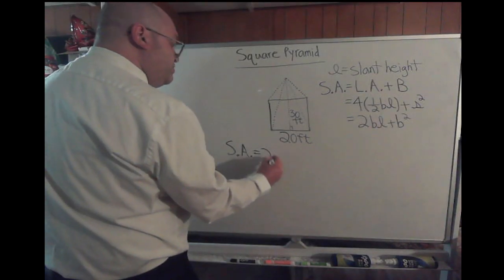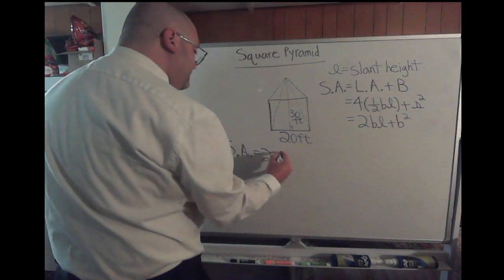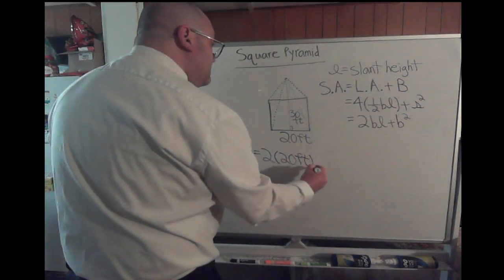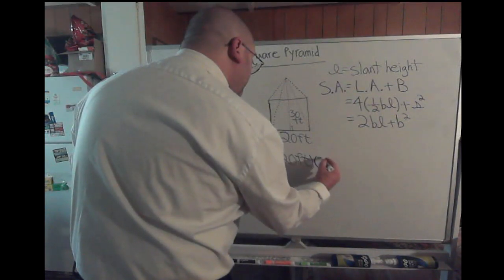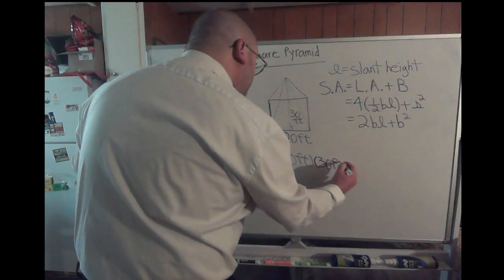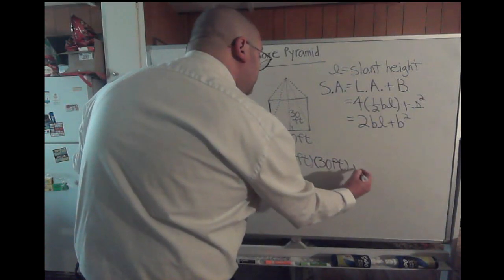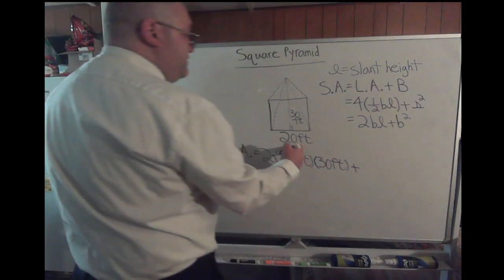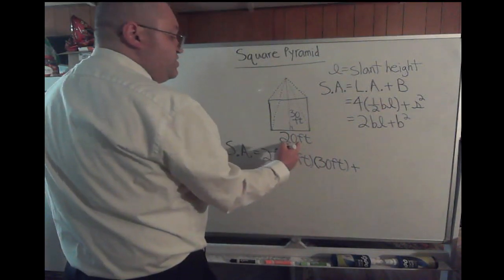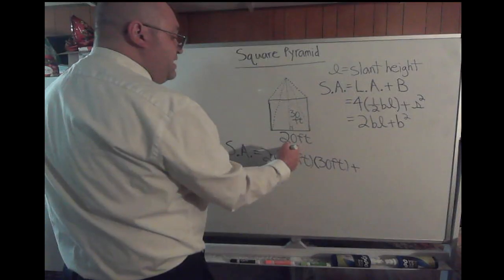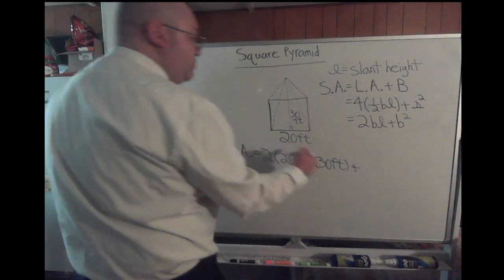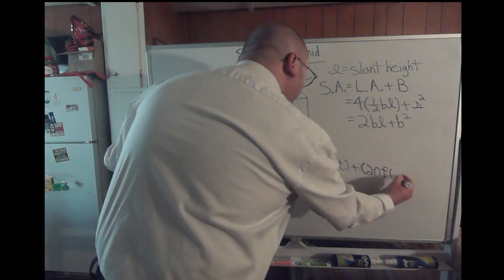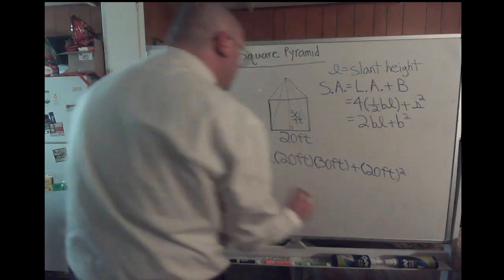That'll be equal to 2 times the length of the base, being 20 feet, times your slant height of 30 feet, plus your base of the square, which is also the base of the triangle, or the length of the side of the square, to the second power, which would be 20 feet to the second power.